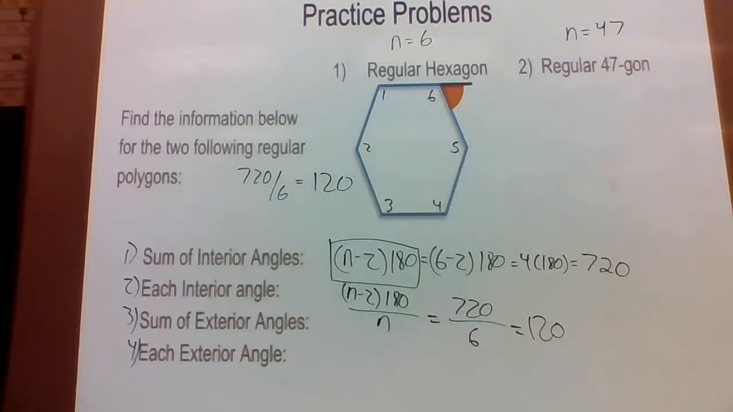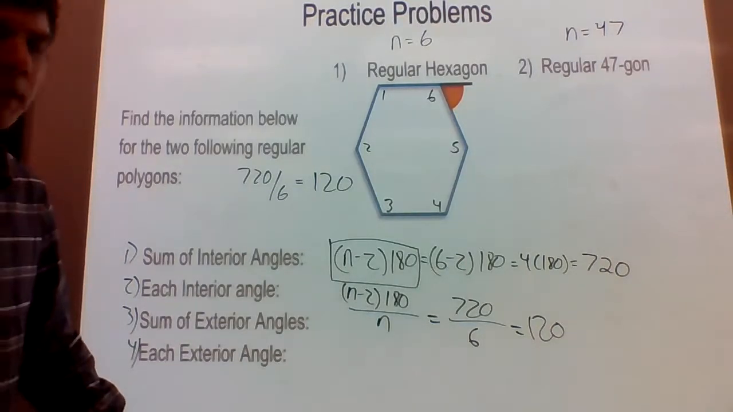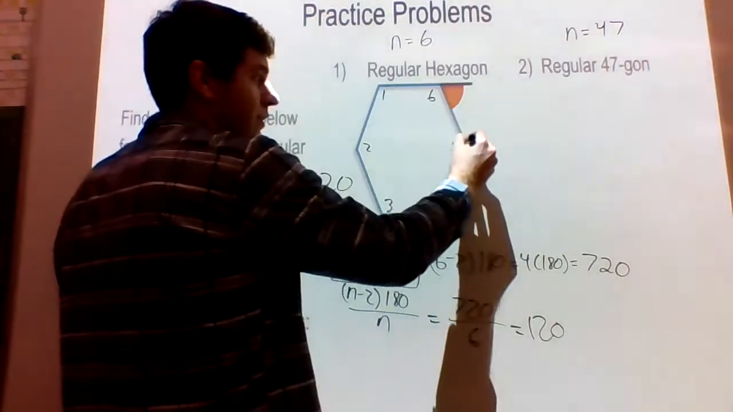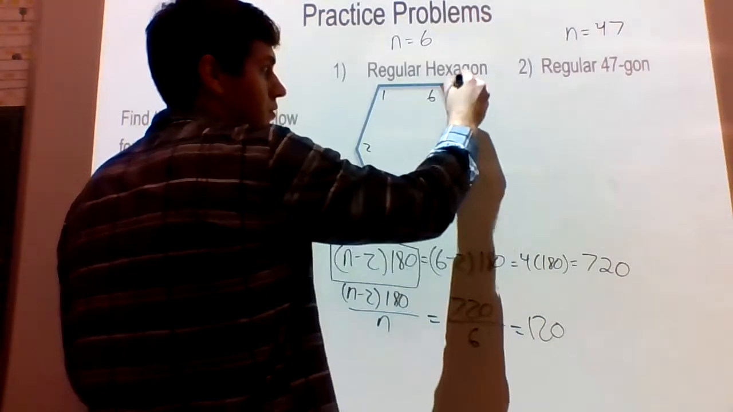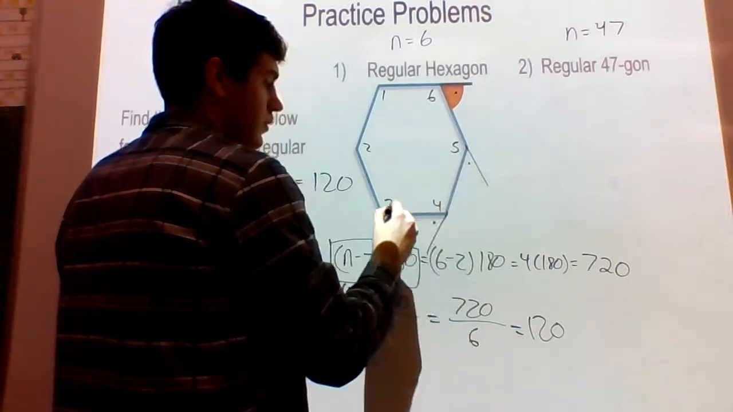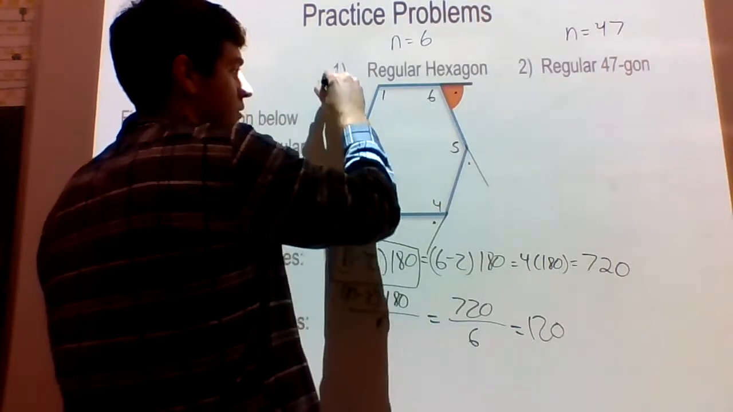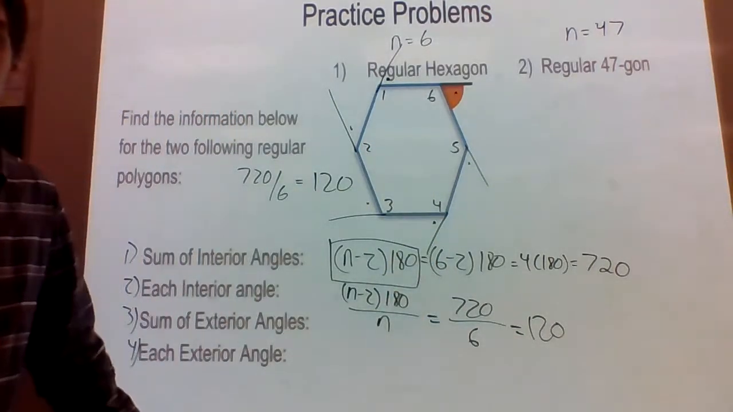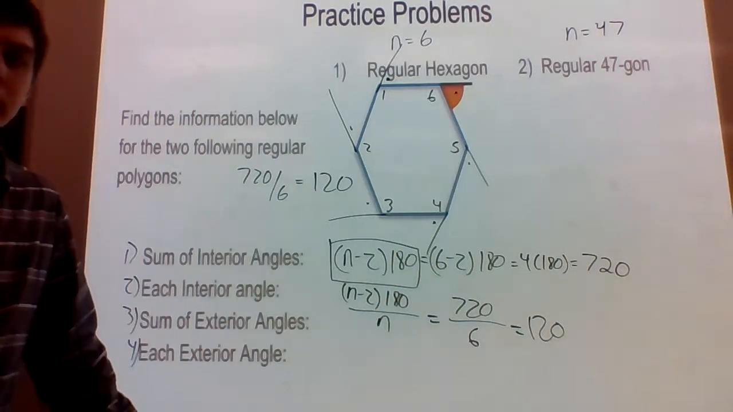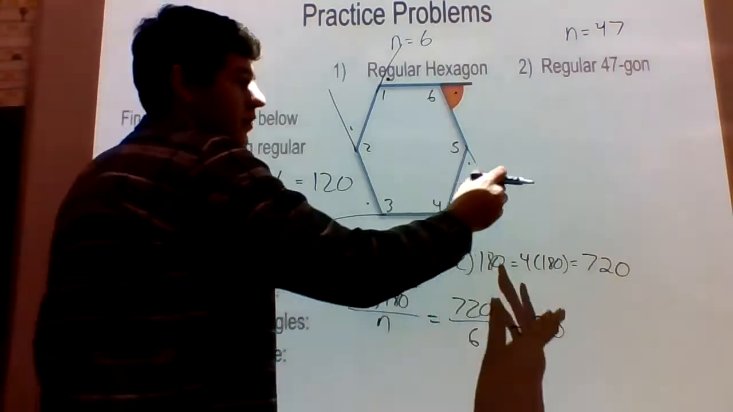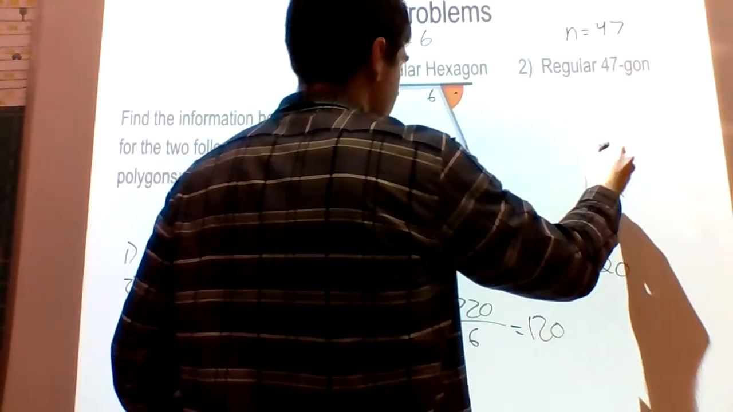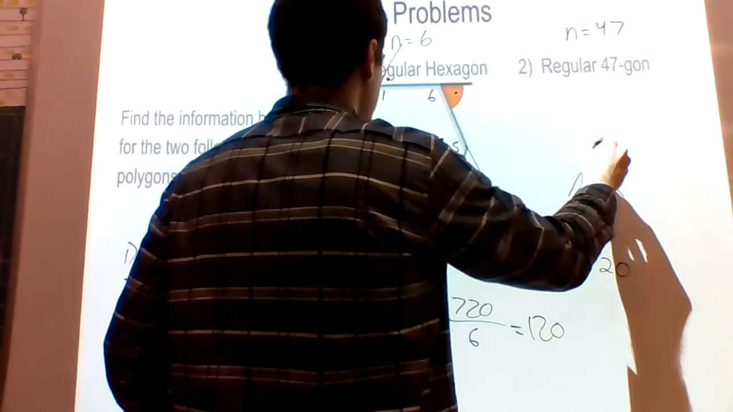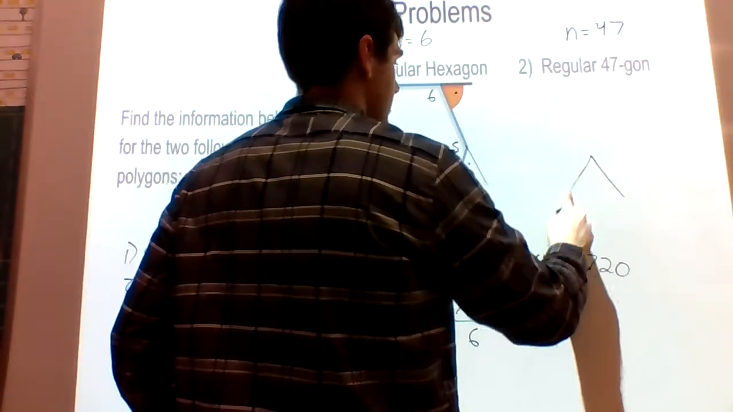Okay. Sum of the exterior angles, this is the easiest one. Here we have 6, so 1, 2, 3, 4, 5, 6 exterior angles. If we put them all together at a point in the middle, it would look something like this. Oops, not like that.